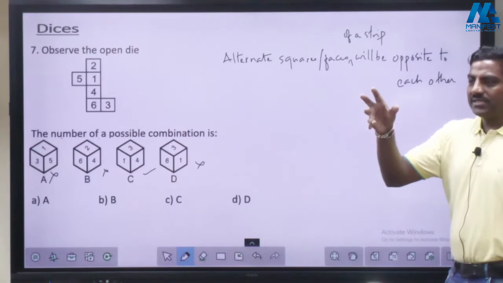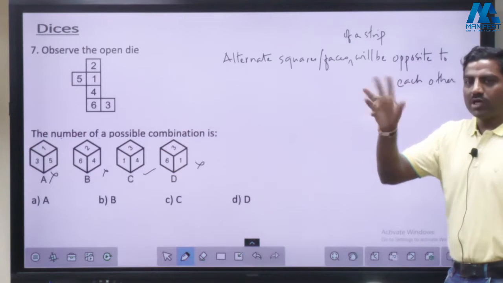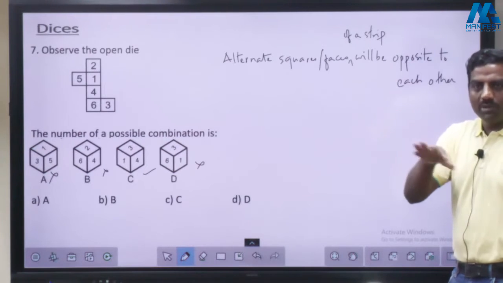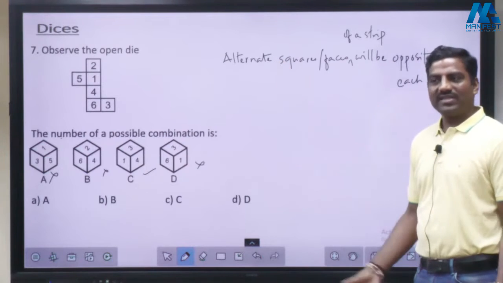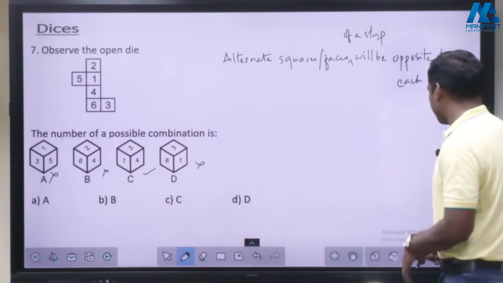See, in a dice, when one face is common, what will you get? When 2 faces are common, what will you get? And how to decode that strip. That's it. Next.